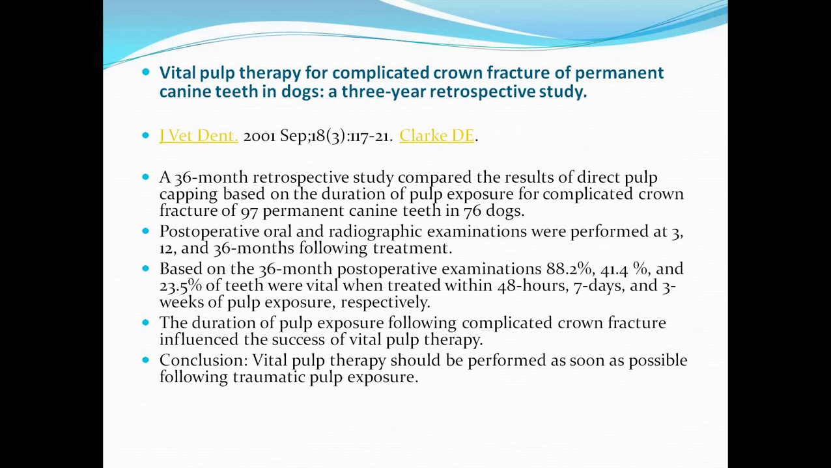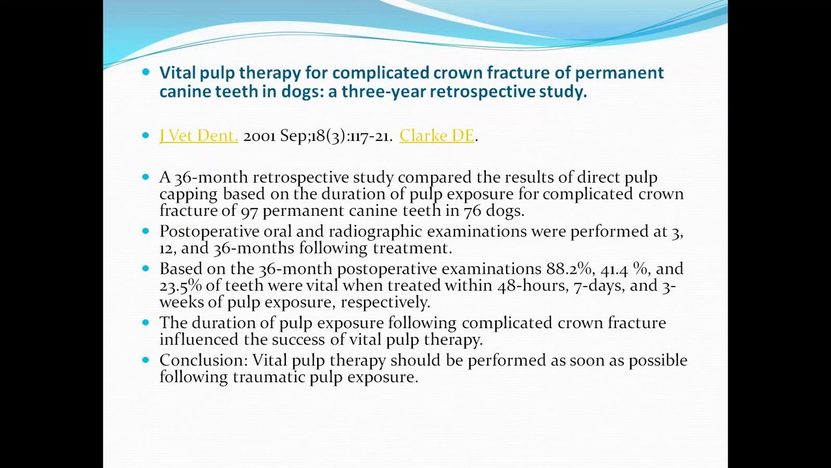If you drew out the time interval between fracture and treatment to 7 days, then the treatment success was just over half of what it was if you did it within 48 hours. So it dropped from 88% to 41%. And then if you drew out the time again to 3 weeks, then the treatment success halved again and dropped to about 23.5%. So from 88 to 41 to 23.